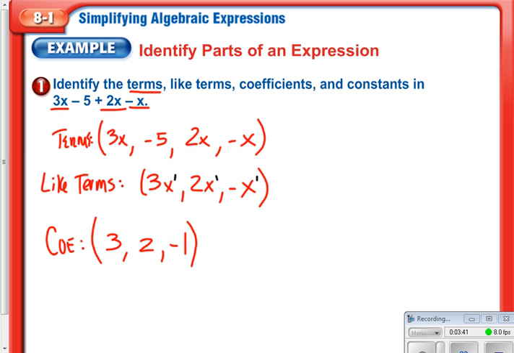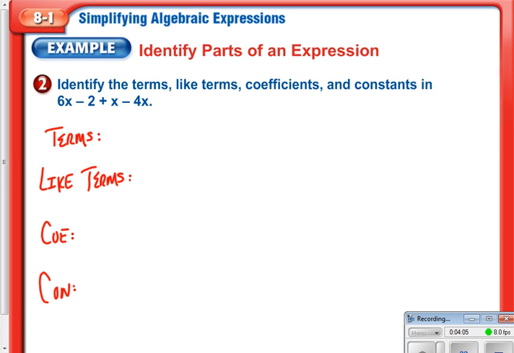And last we have the constant. Okay, the constant in this problem, remember, as stated before, a constant is a term without a variable. And there's only one up here that has a term without a variable, and that is this negative 5 here. So negative 5 is our constant.